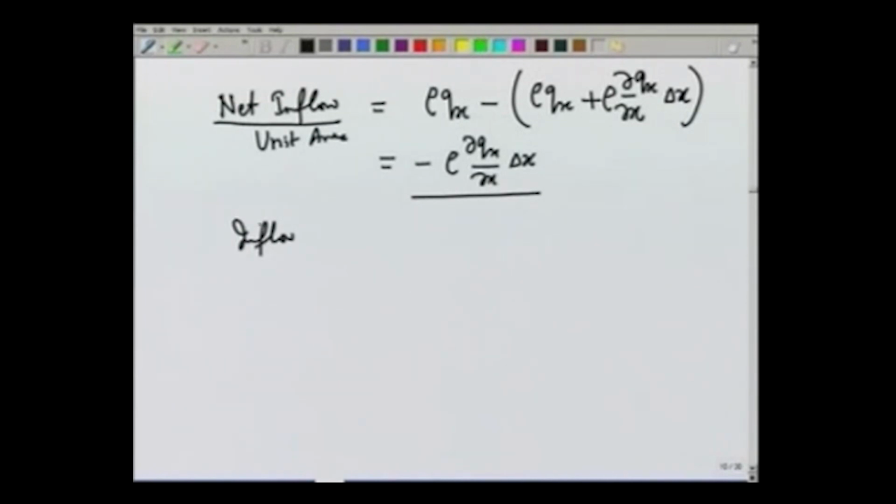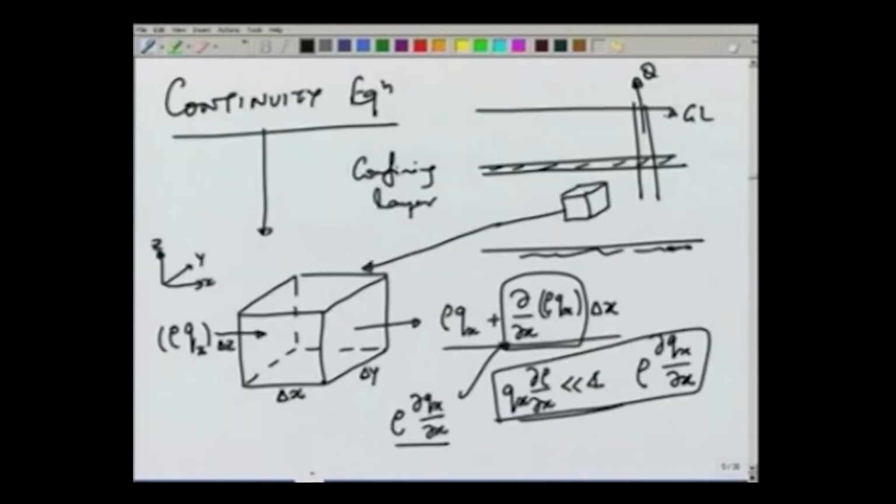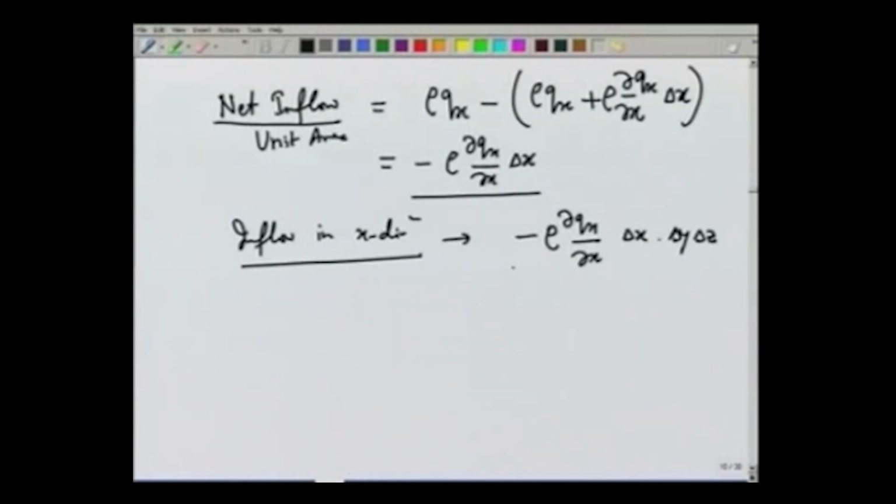Remember that we are talking only about the x direction now, other directions we will do similarly. So, inflow in x direction can be written as minus rho del qx by del x, multiplied by the area, which is in this case delta y delta z. As you can see that this face has an area delta y delta z. So, this term gives us the mass coming in the element in the x direction.